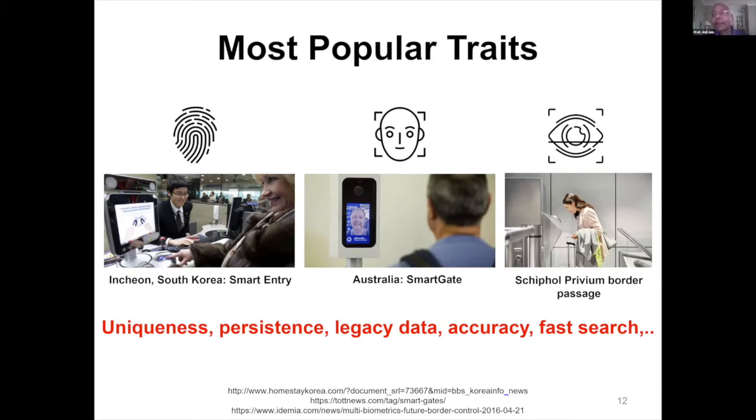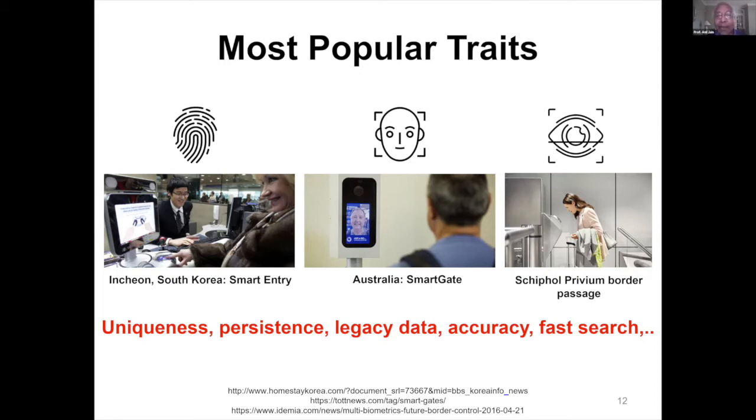And then Schiphol's, one of the oldest systems, is the Privium system, which uses iris. That is not a government-mandated program, but a convenience thing. So if you are a frequent traveler, you don't want to stand in line too long to talk to the immigration agent or to security, and you just go through in terms of verifying who you are. It costs about 100 euros a month.